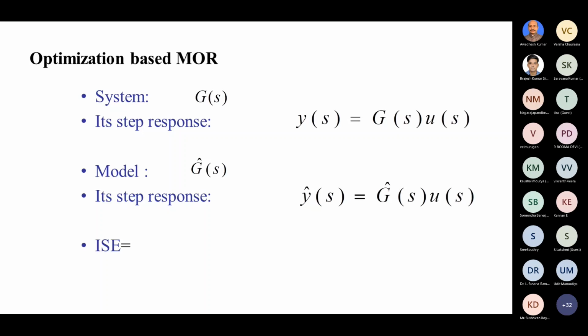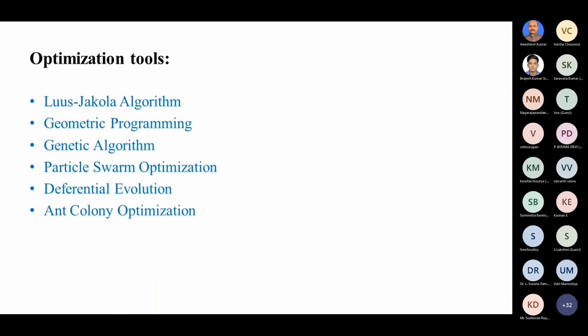So we can find this ISE by taking the integral square error of this G(s) and Ĝ(s) and minimizing that error, then we can get the reduced order model. The optimization tools which are available are conventional optimization tools like the Luus-Jaakola algorithm, geometric programming, linear programming, non-linear programming. Then some meta-heuristic methods like particle swarm optimization, genetic algorithm, differential evolution, ant colony optimization, artificial bee colony optimization, and so on. There are other methods also, such as the cuckoo search algorithm. So you can all use that.